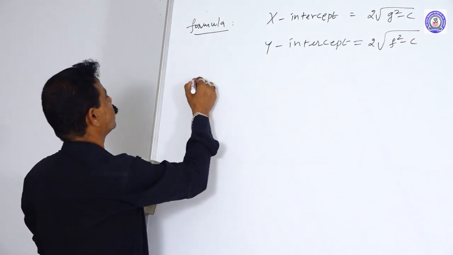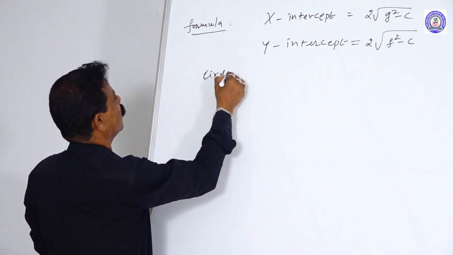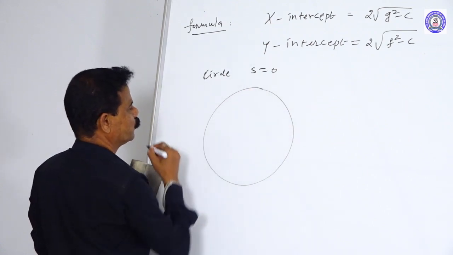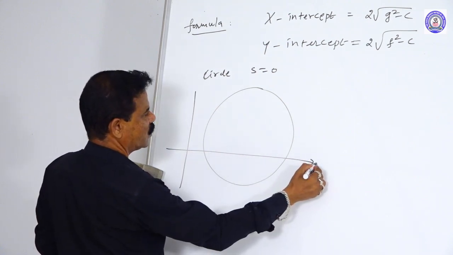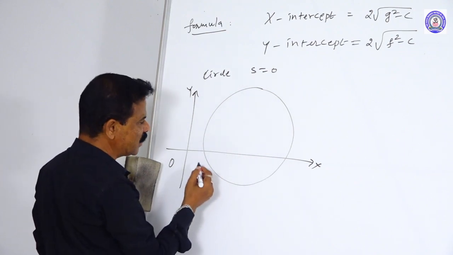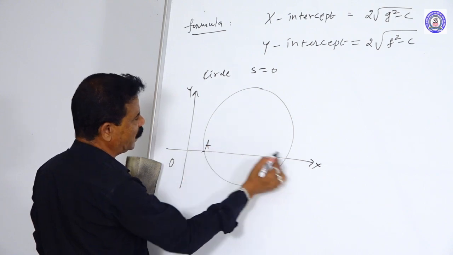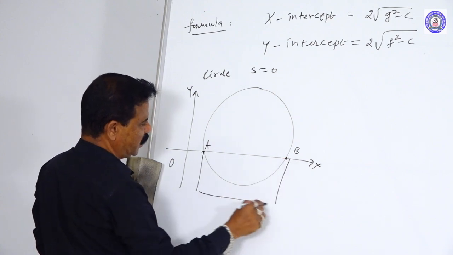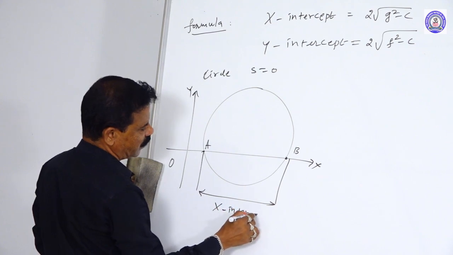So here, circle S is equal to 0. This is the x-axis, this is the y-axis, origin. This circle intersects the x-axis at A and B points. This is A point, this is the B point. This AB is the x-intercept.